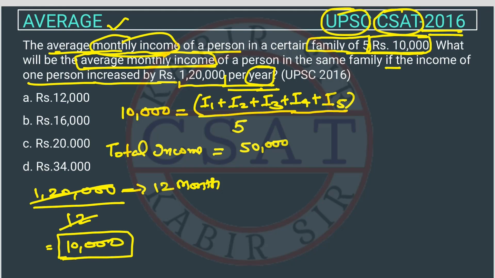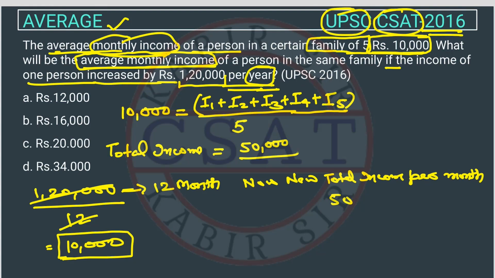So now what will be the total income? New total income per month would be how much? Previously it was 50,000. We have calculated here. Plus this is the increment per month, so plus 10,000. So it will be total 60,000.